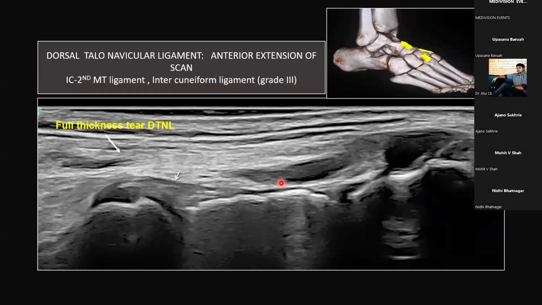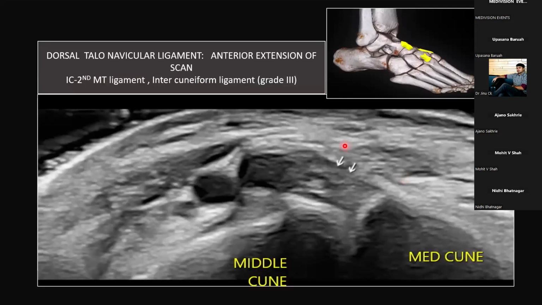Another case shows full thickness tears of the dorsal talonavicular joint and a swelling here in the tarsometatarsal joint in the same line, but it is not enough to explain this much fluid close to it. So we make a transverse scan, and we can see complete disruption of the intercuneiform ligament. So we have to look at the adjacent area also whenever we find a tendon tear or ligament tear.